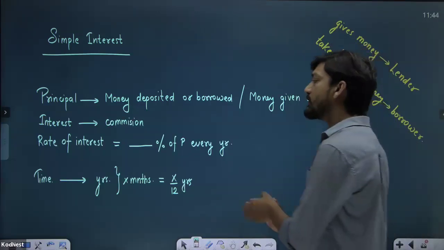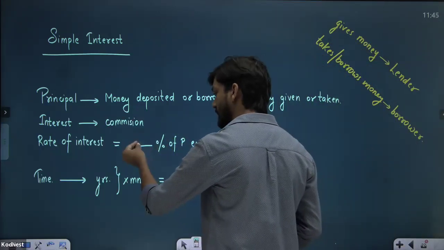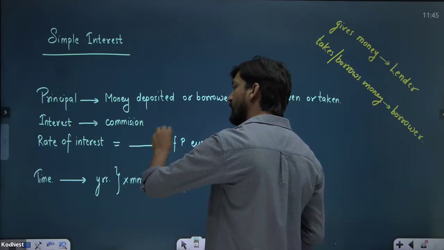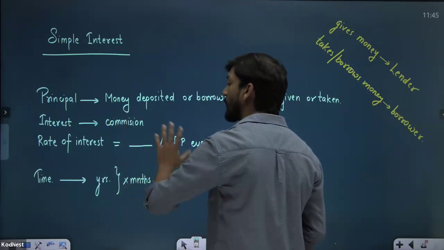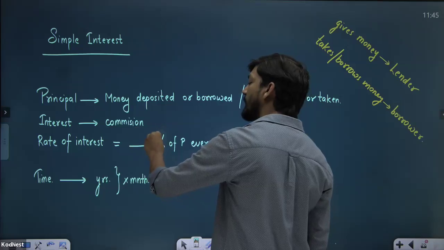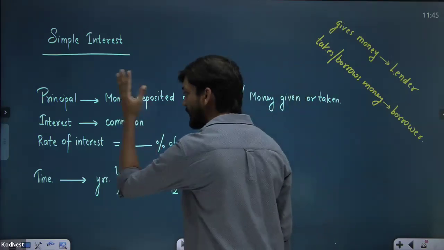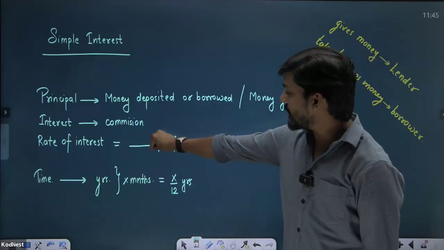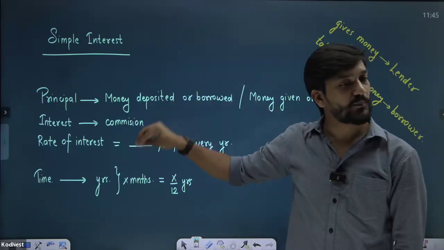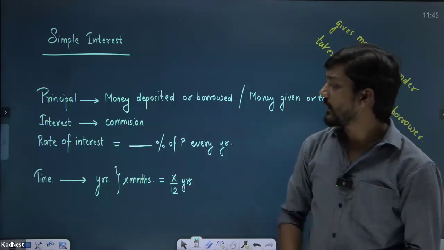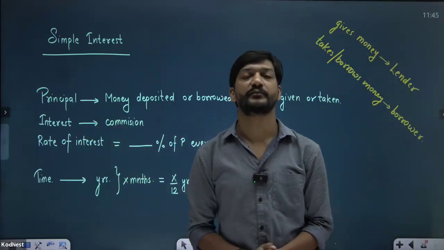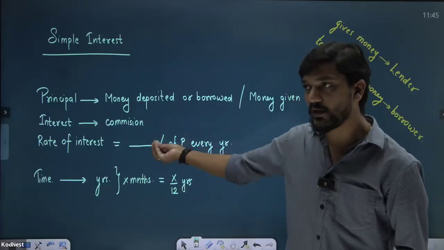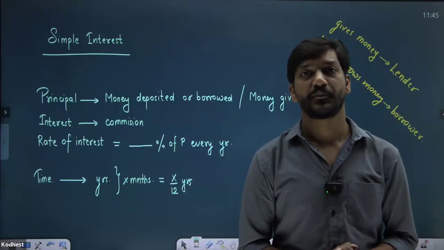Now, my dear, how this rate of interest will decide the interest, or how this percentage will be used to calculate the interest. There are different schemes. So 10% in simple interest and 10% in compound interest. Interest will be different in simple and compound because the way 10% will be calculated is different.